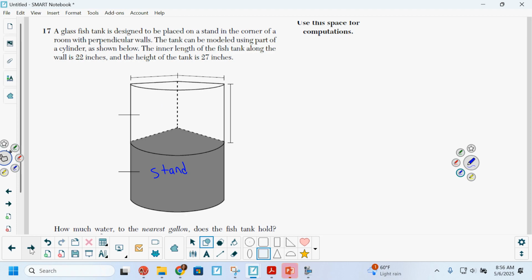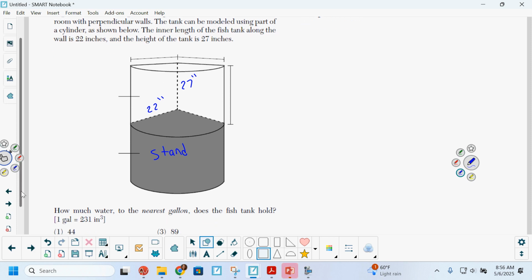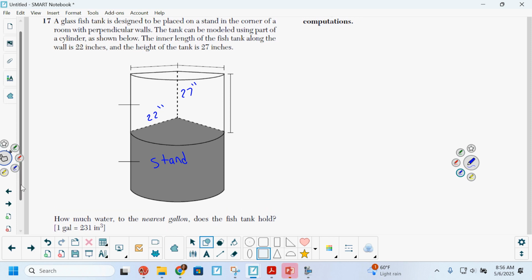The inner length of the fish tank along the wall is 22 inches, and the height of the tank is 27 inches. How much water to the nearest gallon does the fish tank hold? And they give me a conversion.